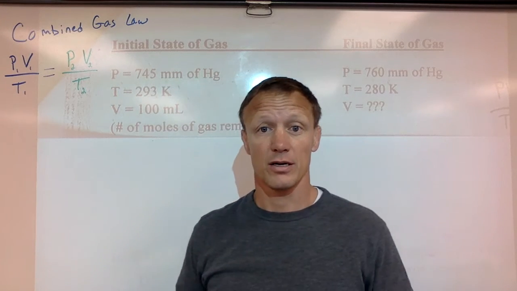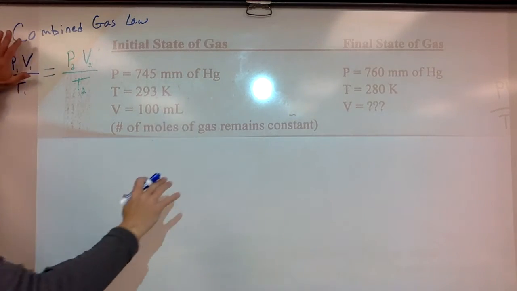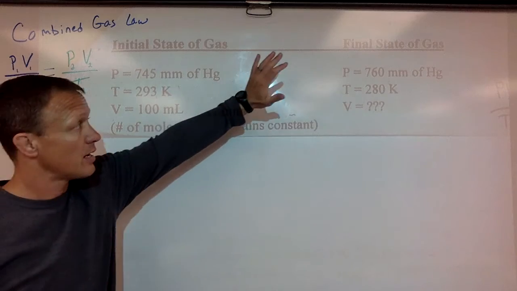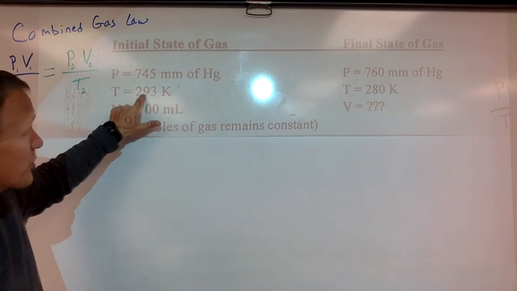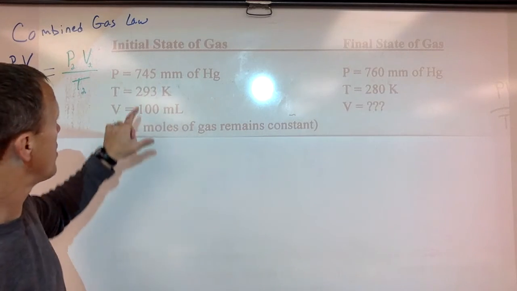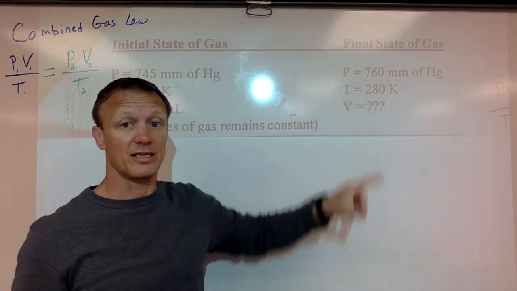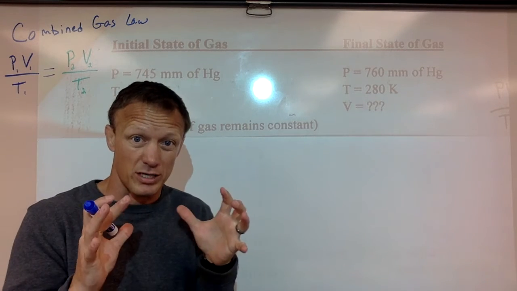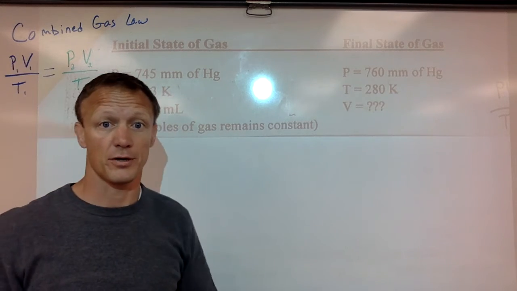If we change it to this, now what changed? Okay, so here's our initial, like our P1, V1. And here's our final. We're trying to figure out what's the new volume. So if you look here, our temperature is getting colder. So that should make the gas get a little bit smaller. Our pressure is going from 745 millimeters of mercury up to 760. That's increasing pressure, which pushes the molecules together a little bit closer also. So our gas should get smaller. It should be less than 100 milliliters when we're done here.